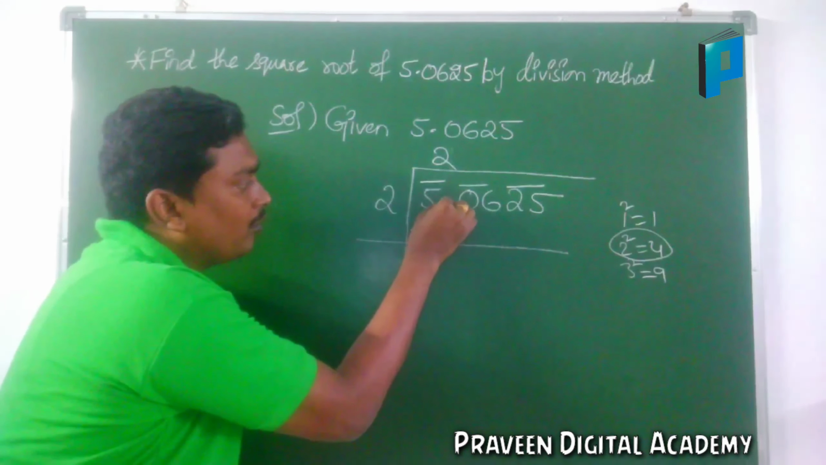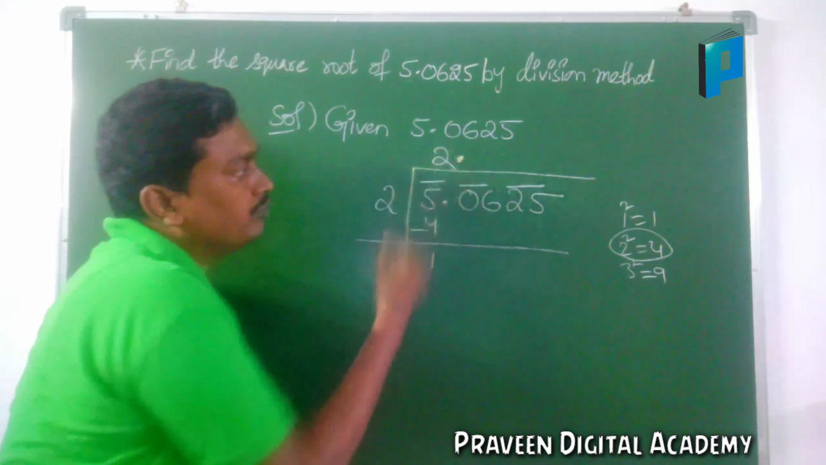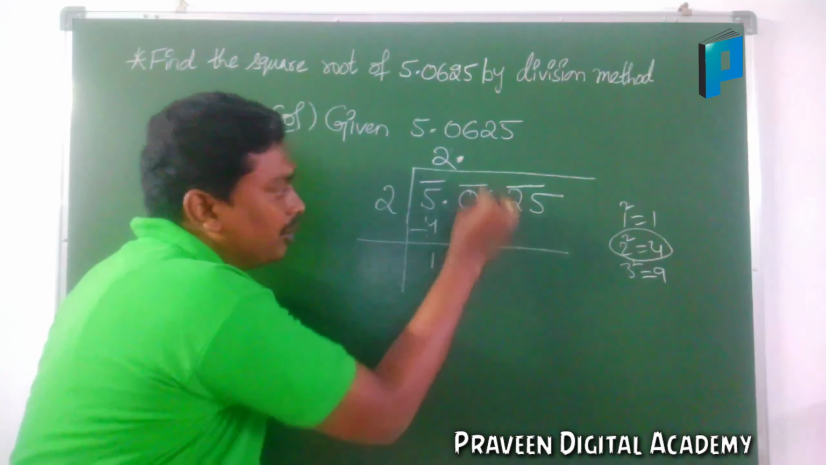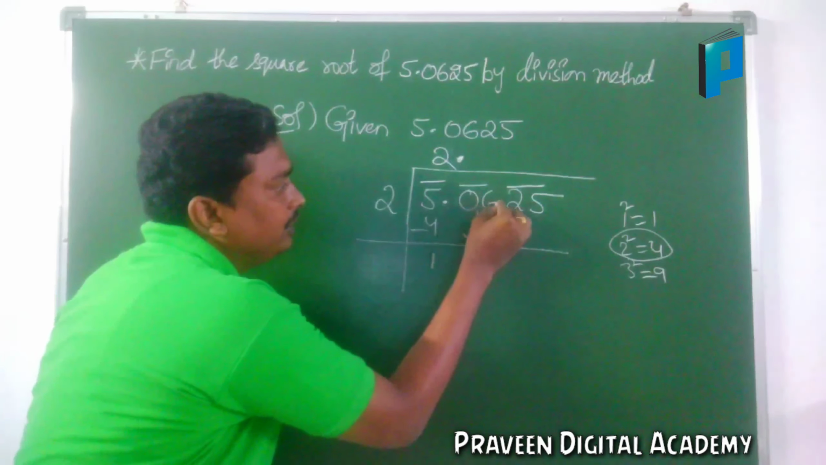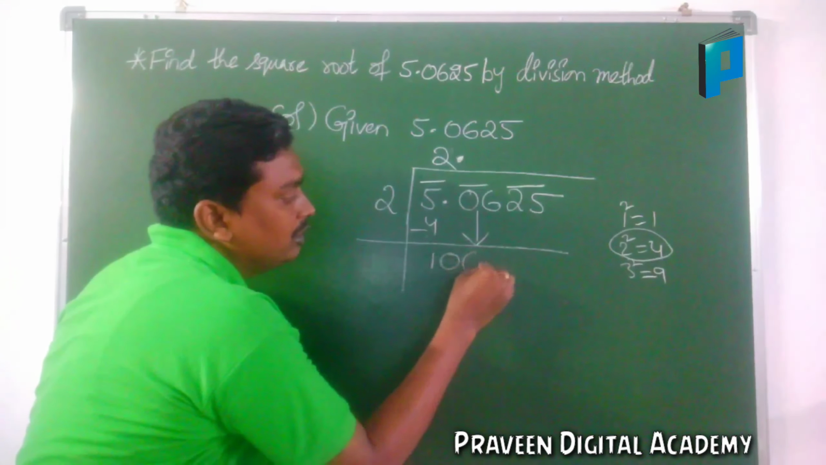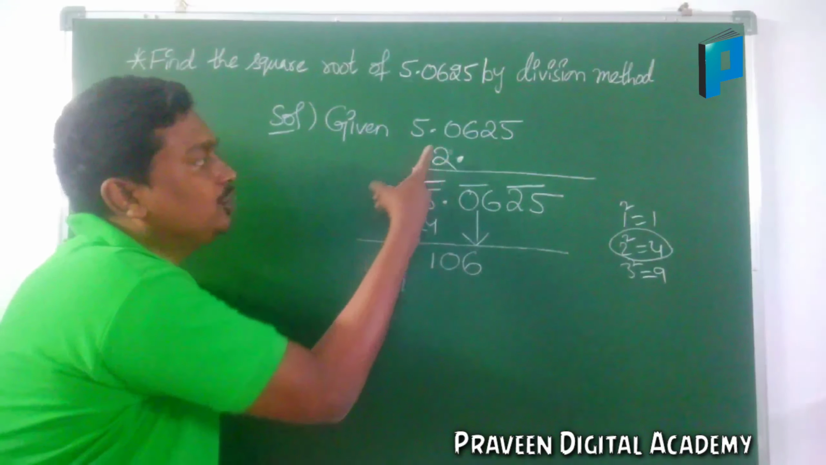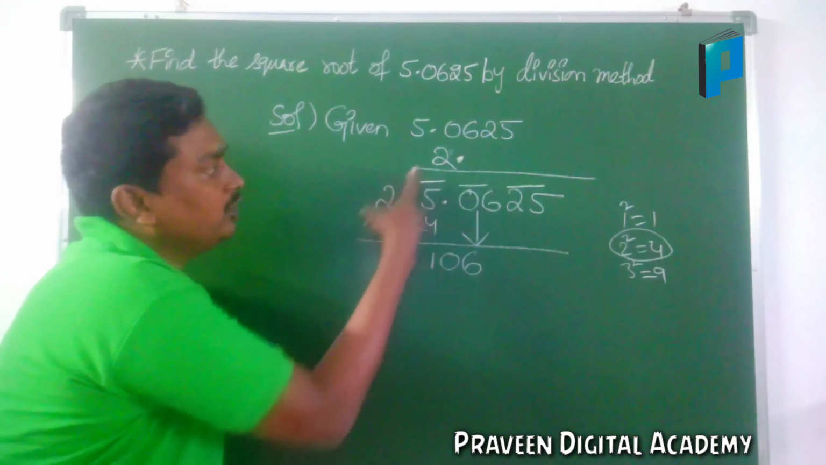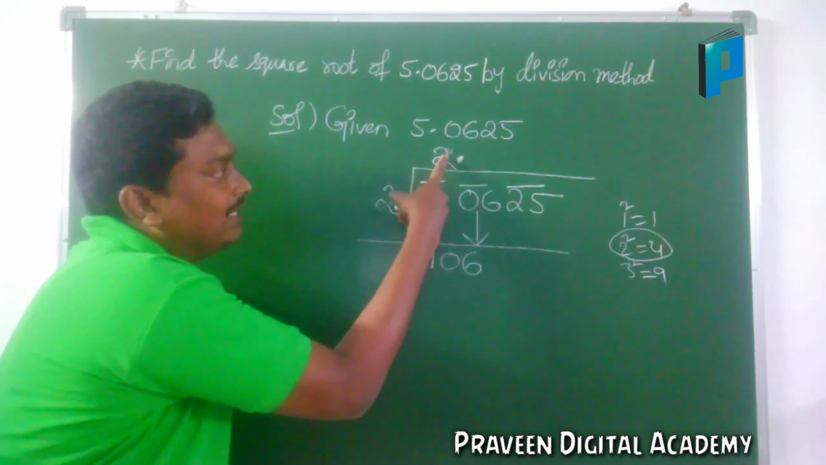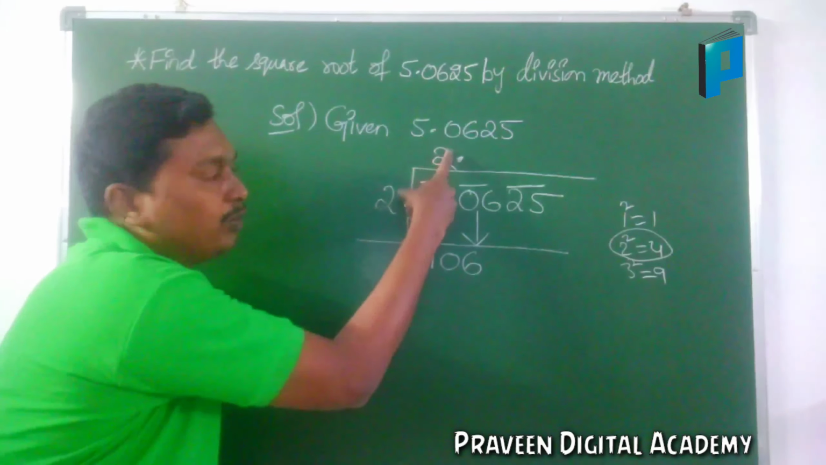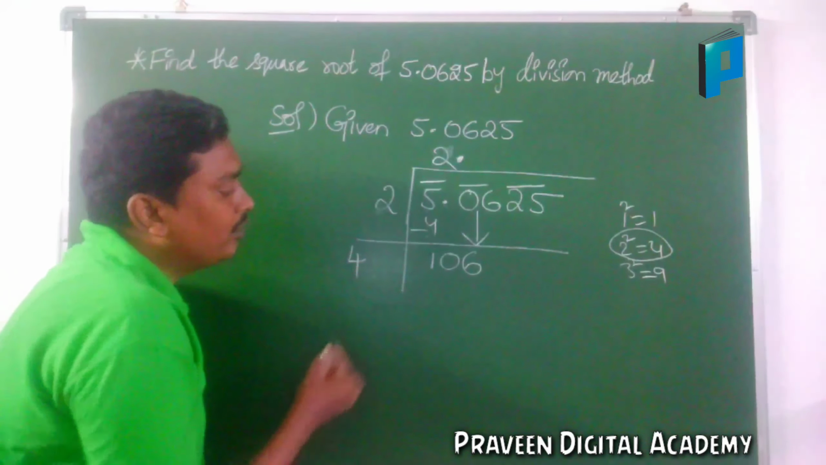After this, whatever the point is there, you borrow one pair of numbers. Here 06 is there, you borrow this 06 here. After this you add 2 plus 2. This is the divisor and this is the coefficient, and we have to add both. 2 plus 2 is 4 we got.